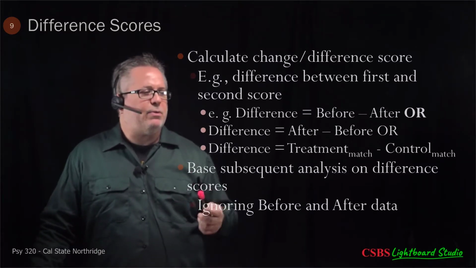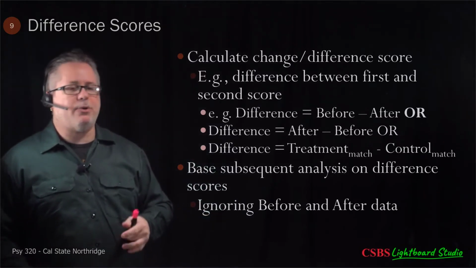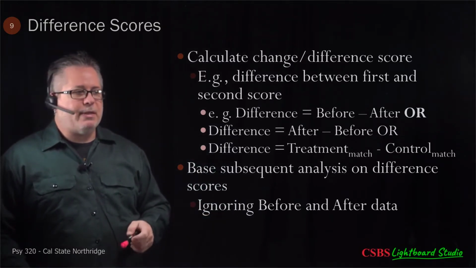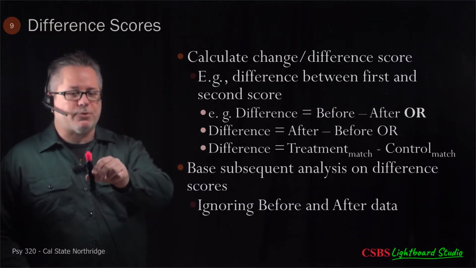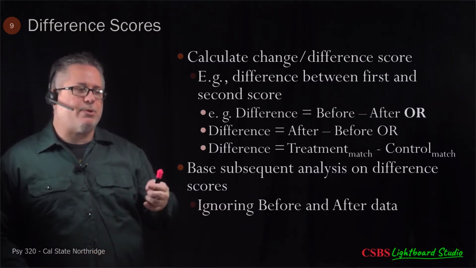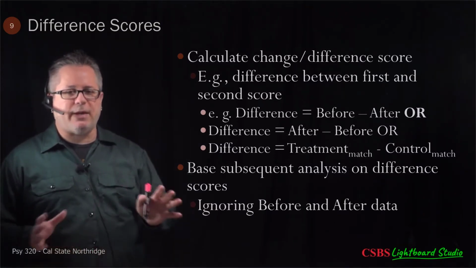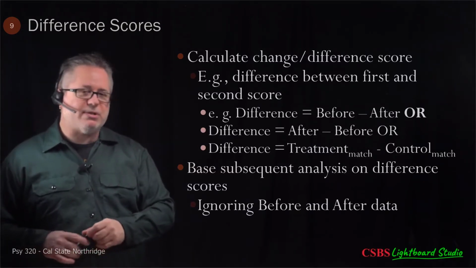You're probably thinking, well, how do I decide which way to go? It often depends on how you expect them to change. Like with IQ, if I'm expecting the scores to go up, if everyone's supposed to go up in IQ, and I take pre minus post, I'm going to have a bunch of negative numbers, which is fine. There's nothing wrong with negative numbers. I'm going to have an average difference score that is negative.